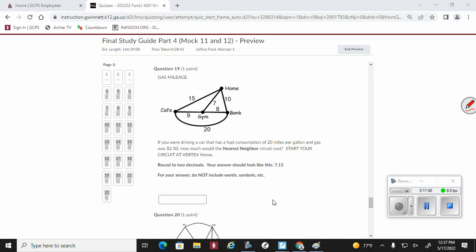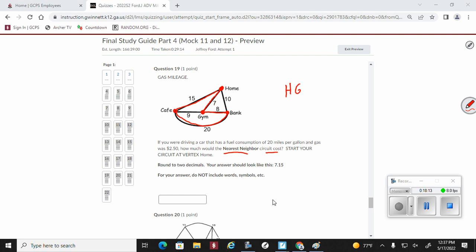All right, nearest neighbor. Two things are happening here. I'm going to do nearest neighbor, and then I'm going to also figure out how much it costs when it comes to gas mileage. So I start at home, and the closest place to go is the gym, which is 7 miles away. At the gym now, the bank is closest. But at this point, I can't go back home because I haven't gone to the cafe yet. So by default, I have to go to the cafe, and now I can go home, complete the circuit.